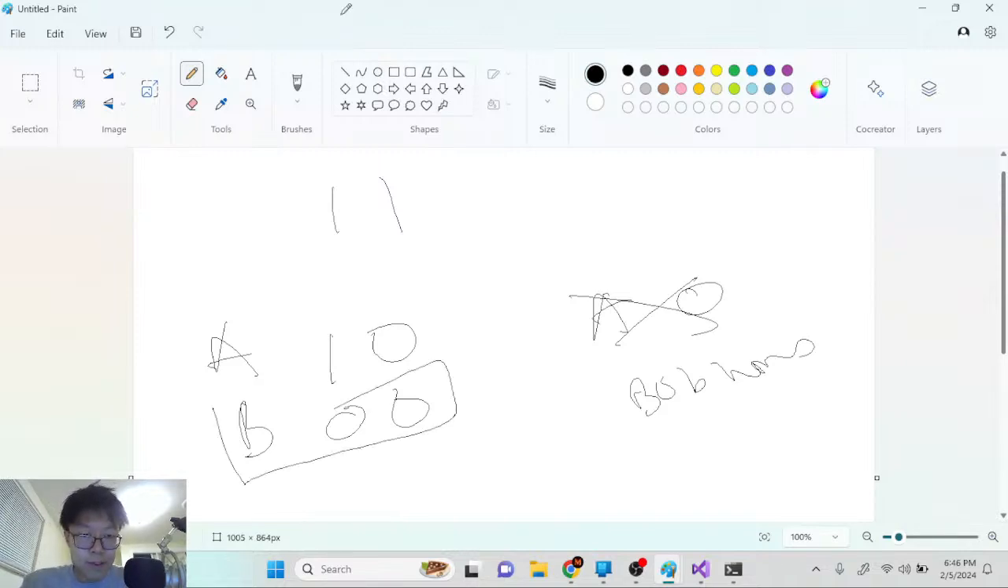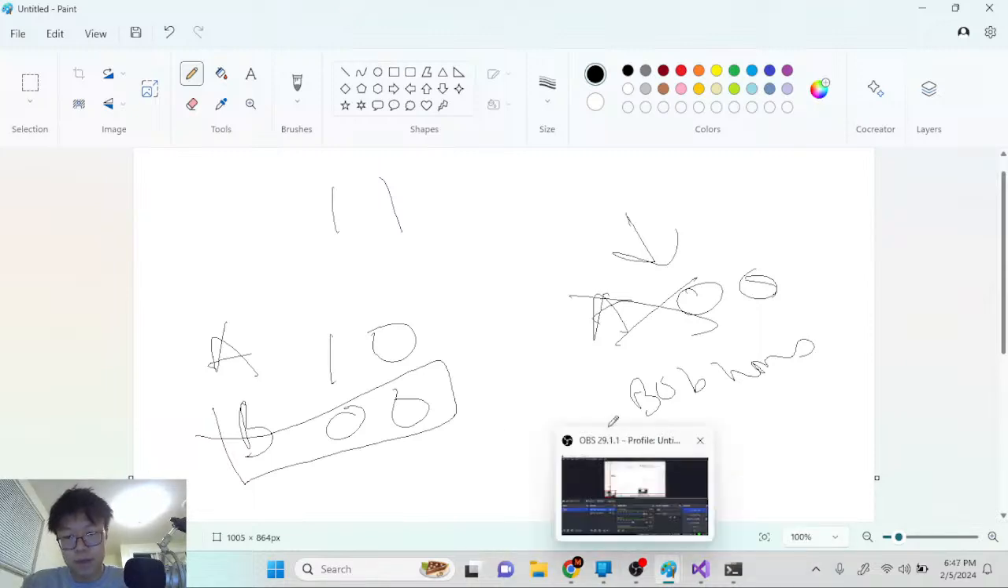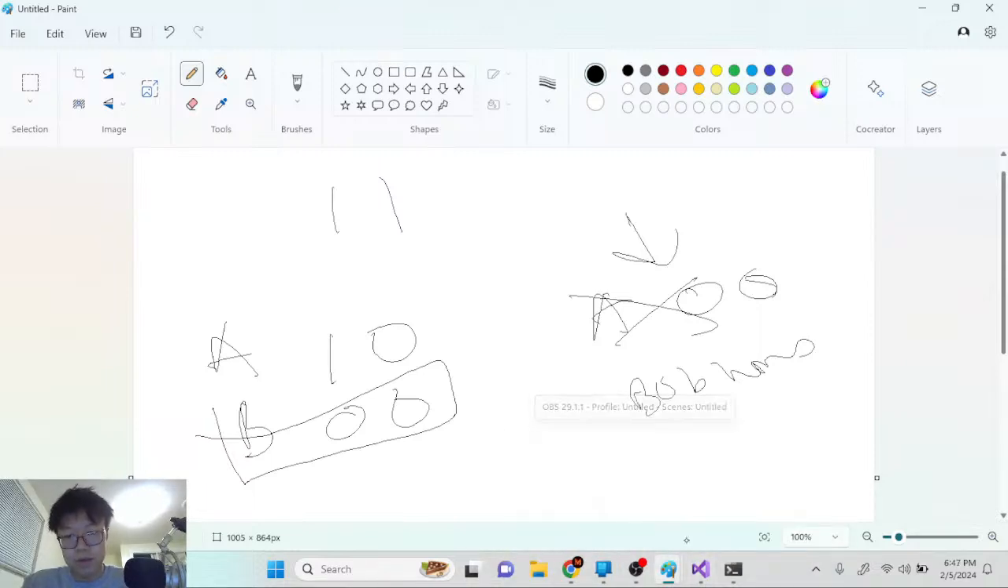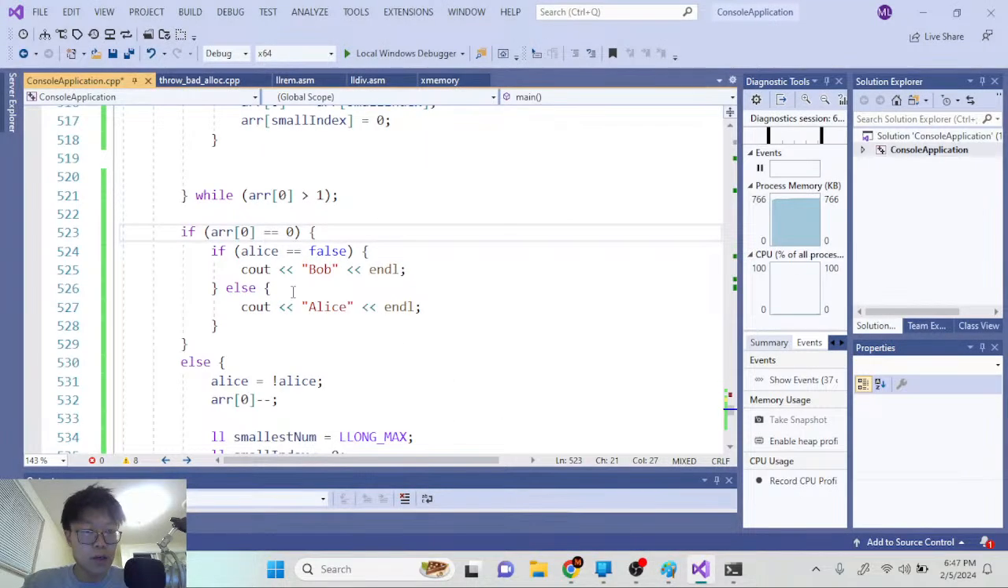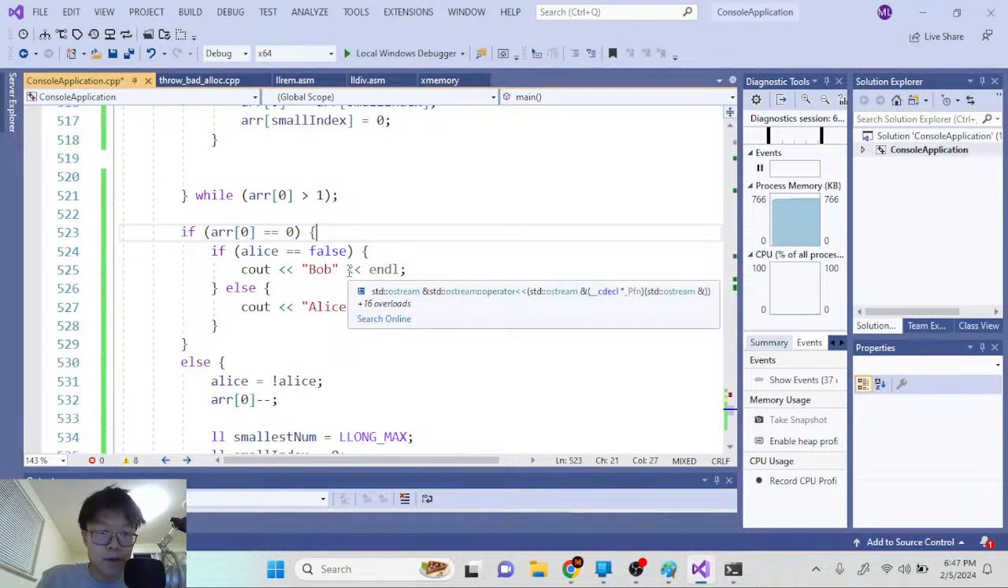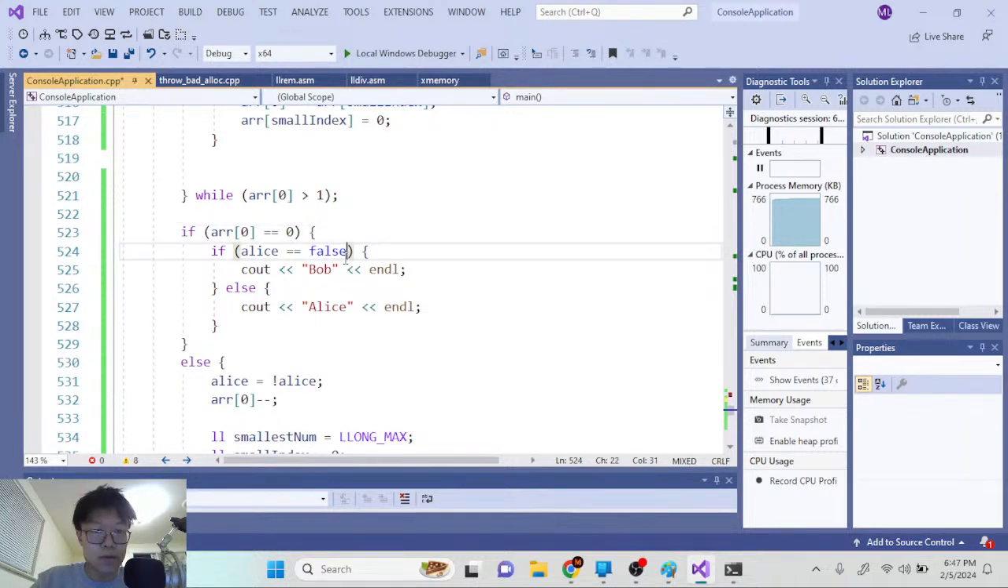So if we subtract 1 on both sides, we get 0, 0. End of Bob's turn is 0, 0. So the start of Alice's turn, it's 0, 0. So if on Alice's turn it's 0, 0, then Bob wins. So in our code, R is 0. If it's Alice's turn, Bob wins.